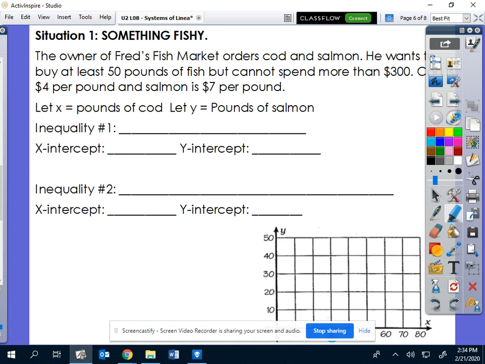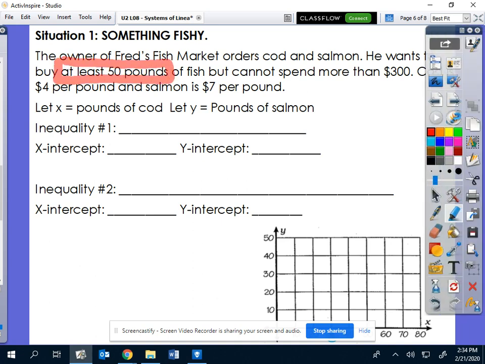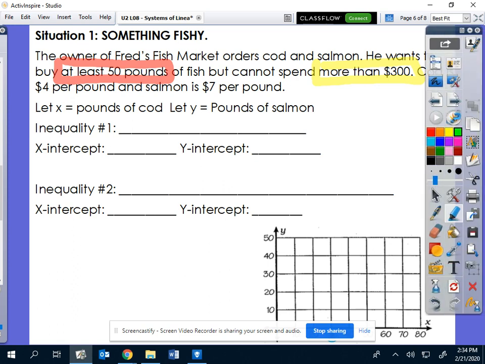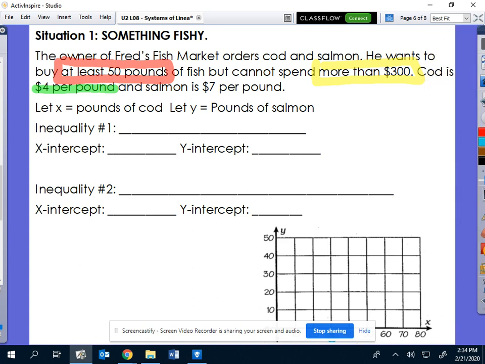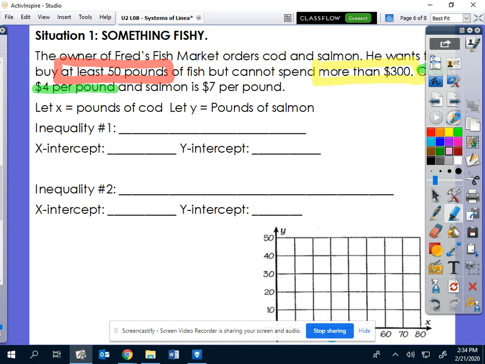All right, so hopefully you have highlighted the fact that he wants to buy at least 50 pounds of fish, right? Another thing we know is that he doesn't want to spend any more than $300. And then we also know that it's $4 per pound of salmon, or excuse me, that was for cod, okay? And cod is $4 per pound, and salmon is $7 per pound.